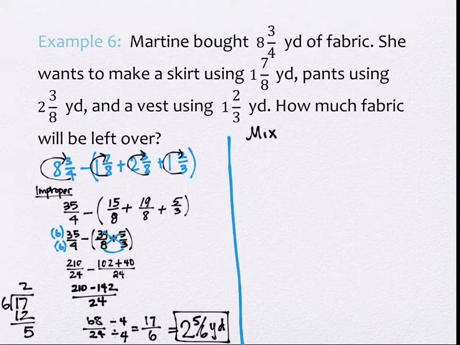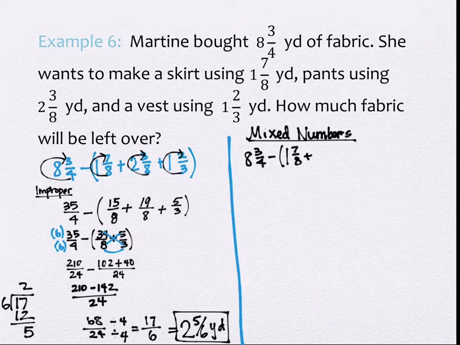So let's take a look at another approach just so that you can see by comparison. This is the mixed number approach. The problem, of course, starts out the same. I still have 8 and 3/4. Actually, I'll rewrite it. I have minus, and then I have 1 and 7/8 plus 2 and 3/8 plus 1 and 2/3.